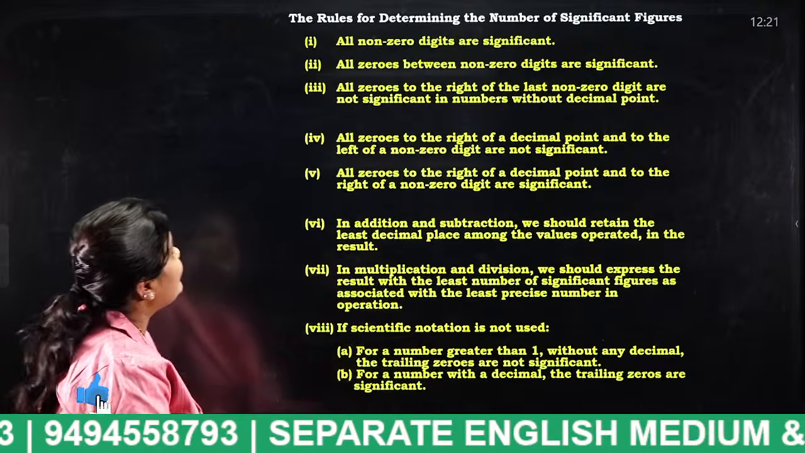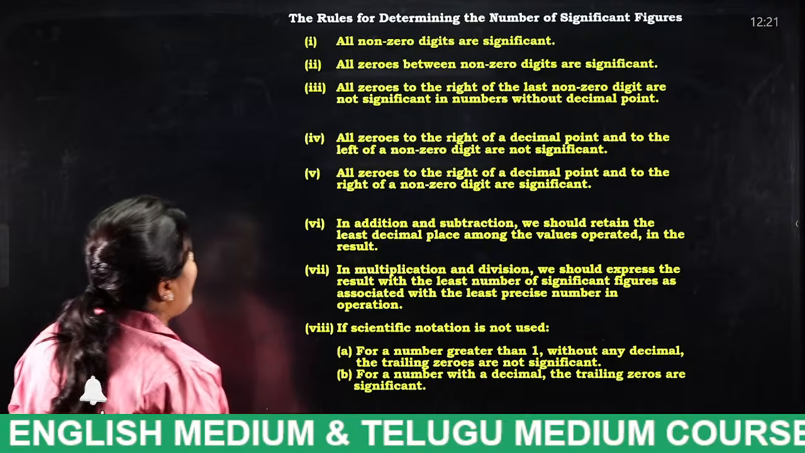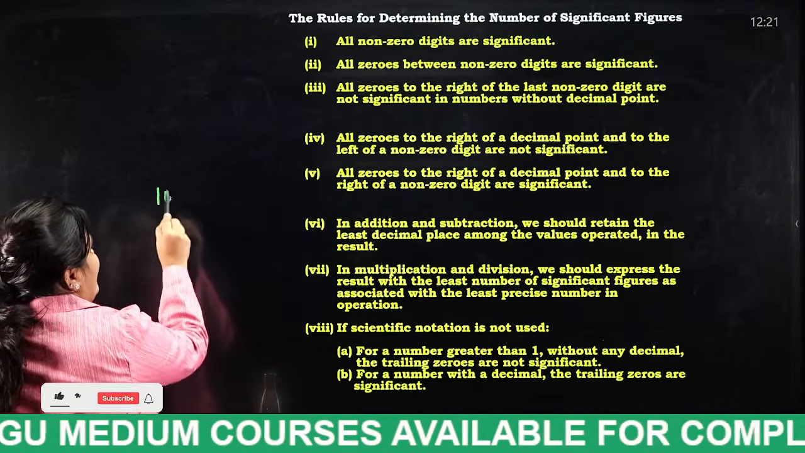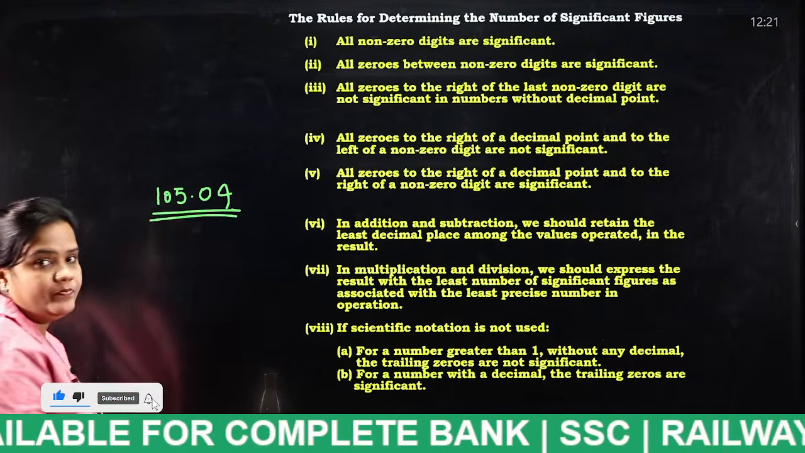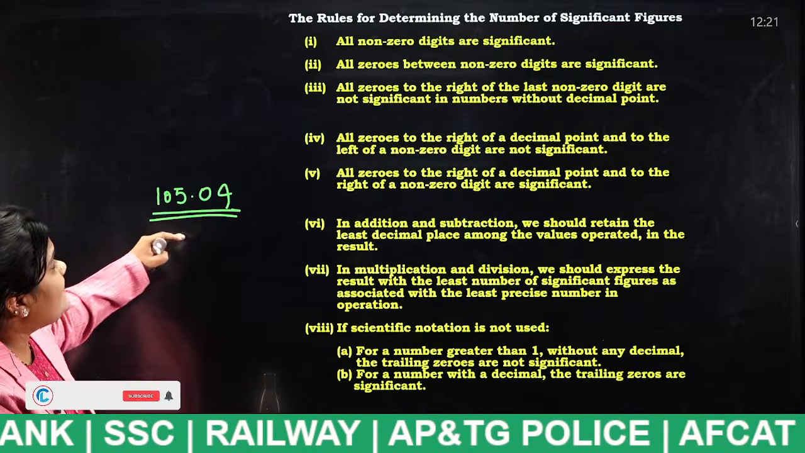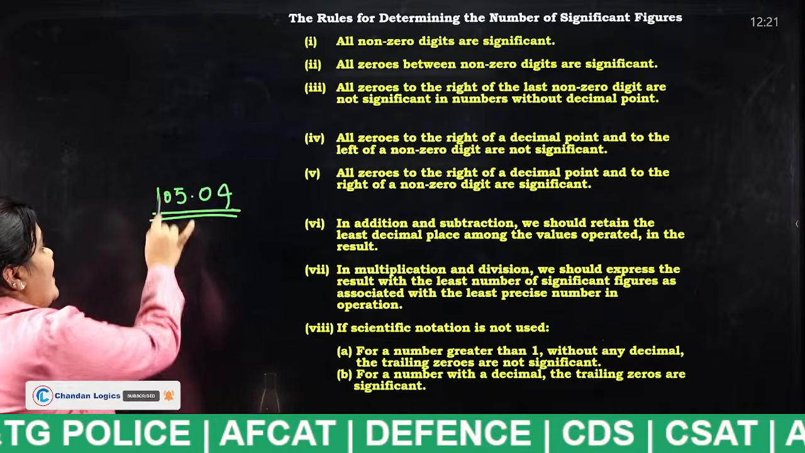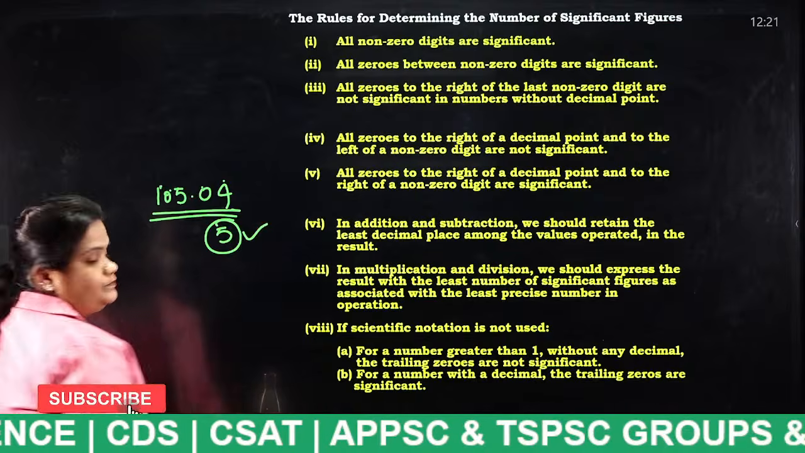Okay, the first rule is that all non-zero digits are significant. For example, take 105.04. This is a numeric value. In this particular numeric value, how many significant digits do we have? 1, 2, 3, 4, 5. So this is the rule.